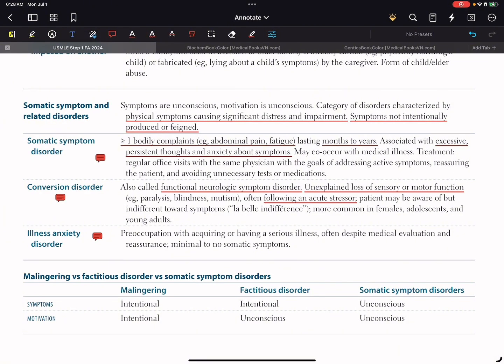It may co-occur with medical illness. Treatment is regular office visits with the same physician, with the goals of addressing active symptoms and reassuring the patient. I got a question about this one. They'll ask what is the answer: even though it is a psychiatric illness, you won't refer to the psychiatrist, you will do regular office visits. B, showing the patient avoiding unnecessary medications.